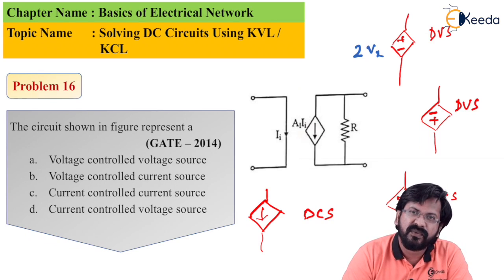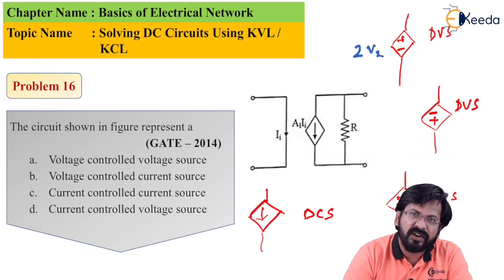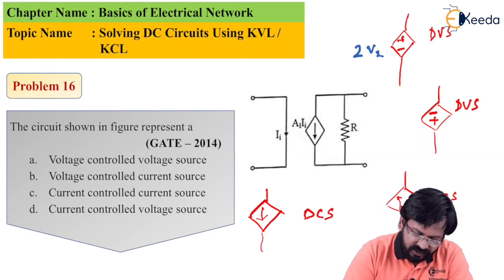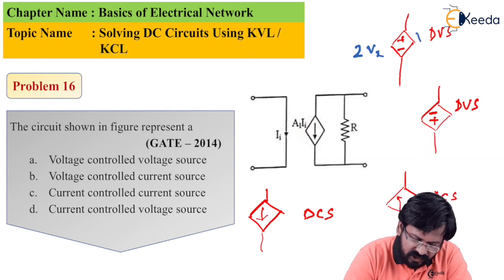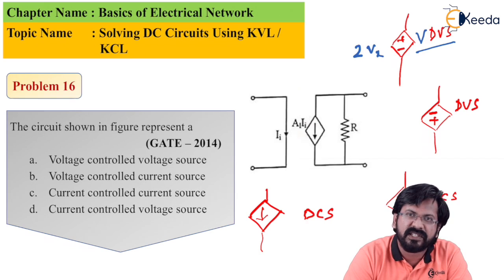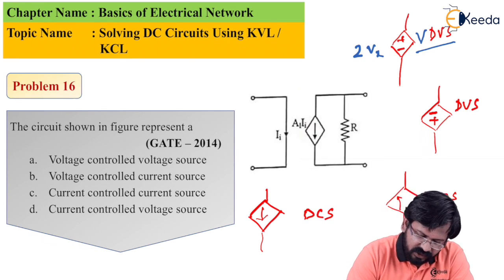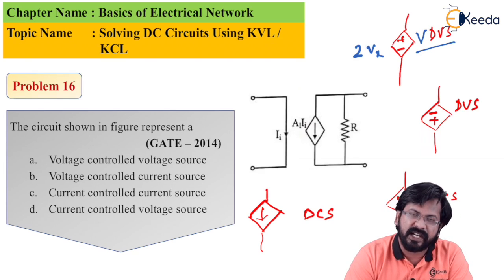And what is Vx? Vx is another voltage, and that is the reason why it is called as voltage dependent. So on what factor the magnitude depends? The magnitude depends on voltage. Therefore I'll write VDVS. Now what VDVS stands for? Voltage dependent voltage source. So the factor on which it depends on should be the first character.